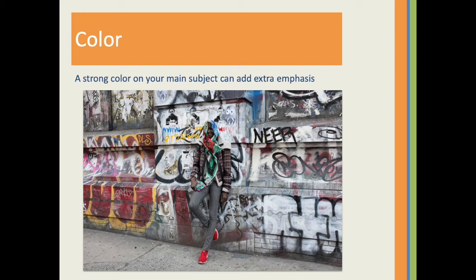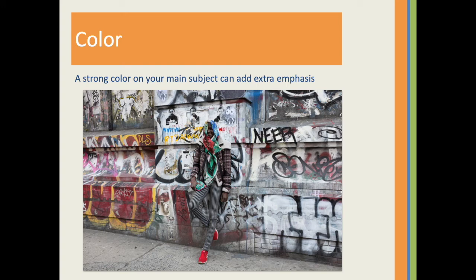A strong color on your main subject can add extra emphasis, while a strong color in an insignificant element can ruin the balance of a photograph. So for example, here, red is a very strong color, and our subject is wearing red sneakers, which is fine. But imagine that we have a huge trash can on the left-hand side that is red. Our eyes will automatically go there instead of our subject. So you have to be really, really careful.